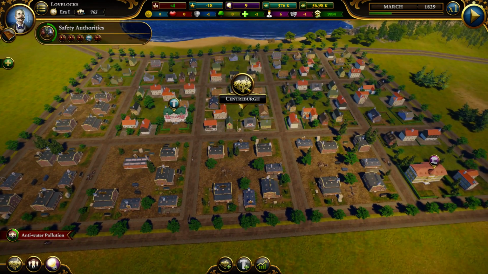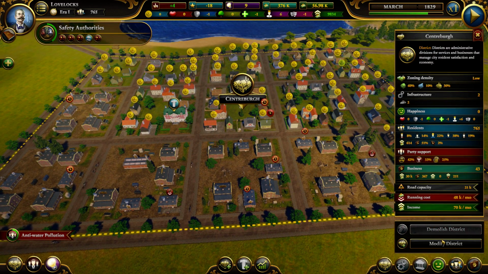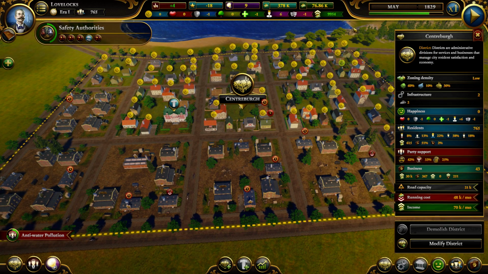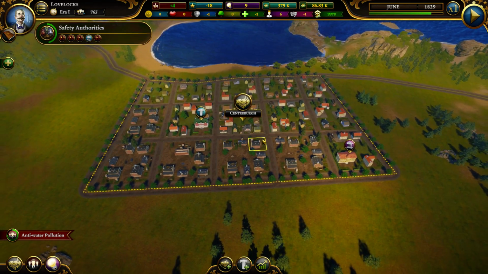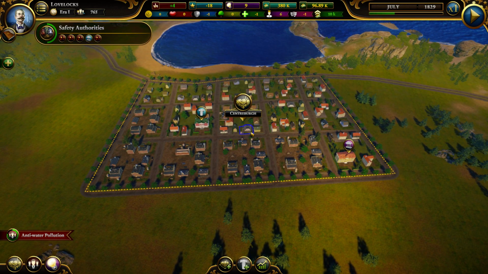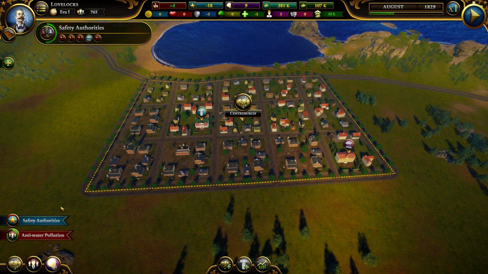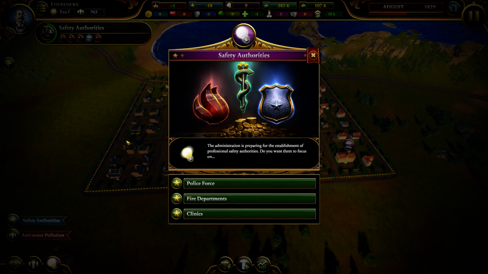What can I do to improve things? I mean, we're making money off of this district, so that's good. Maybe I just need to wait till our coffers go up, and then I can build another district and start actually growing the city. And then we could start building these services, building up these institutions and stuff like that.